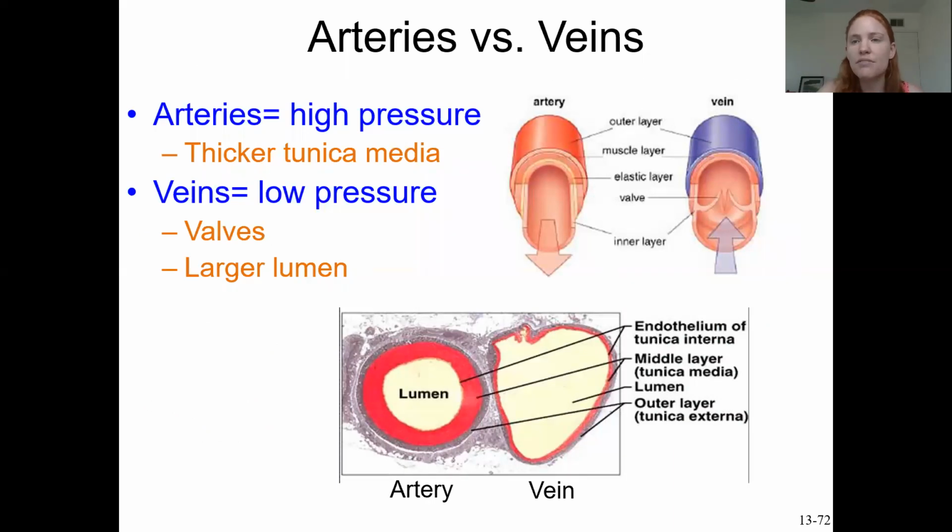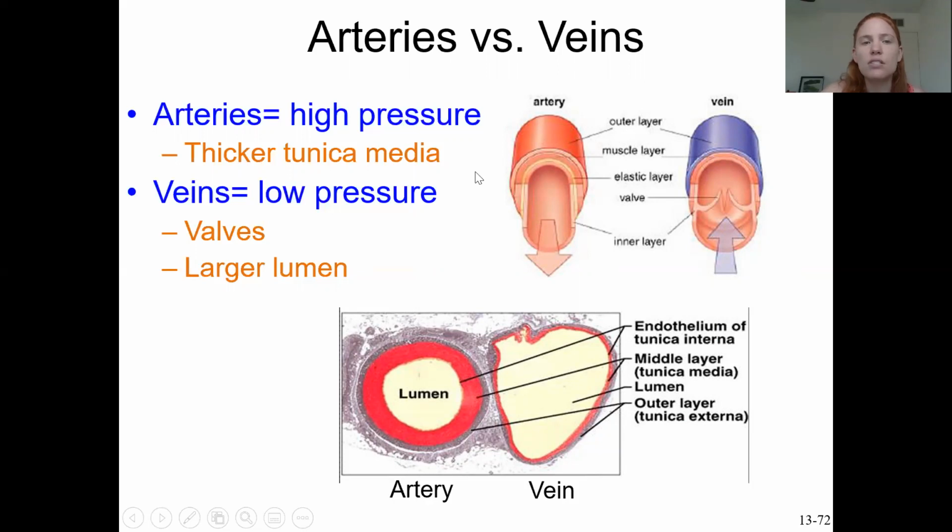So arteries and veins differ because arteries are connected to the heart, and as the heart is contracting, it's squirting a bunch of blood into the arteries at once. And so the arteries have to withstand great changes in blood pressure, right? So they go from the heart is relaxed, so lower blood pressure, and then the heart contracts and this big spurt of blood goes into them.